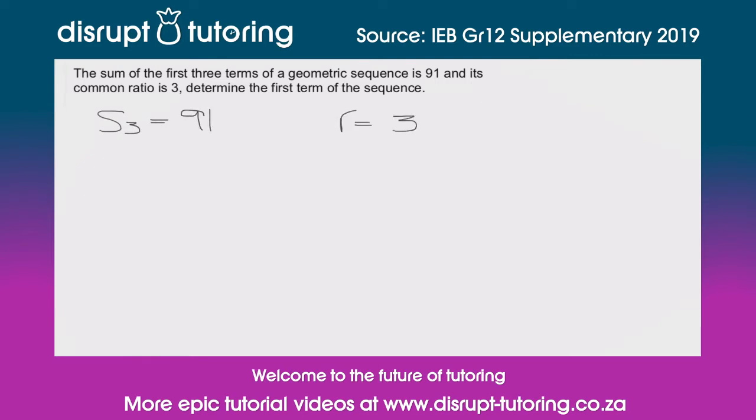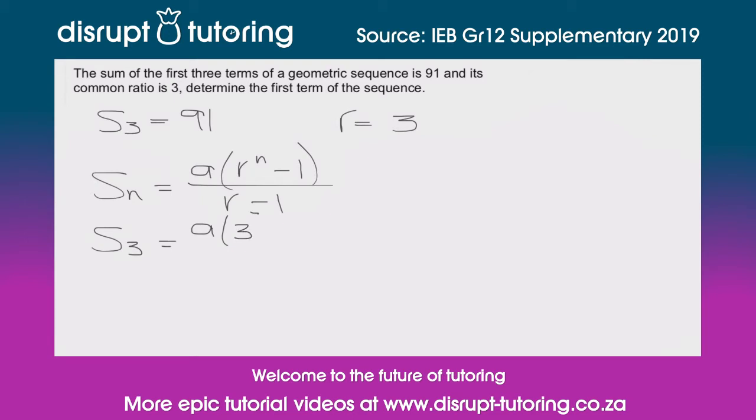Now, we know what the formula is to sum a geometric sequence up to the nth term. That is going to be the first term times r to the n minus 1 over r minus 1. Now let's sub in the variables we know and see if we can solve for the first term with that in mind. So we know that they've said to us it's S3. The first term is what we're trying to figure out. The r is going to be 3. The n, we're looking at the first three terms, minus 1 over 3 minus 1.